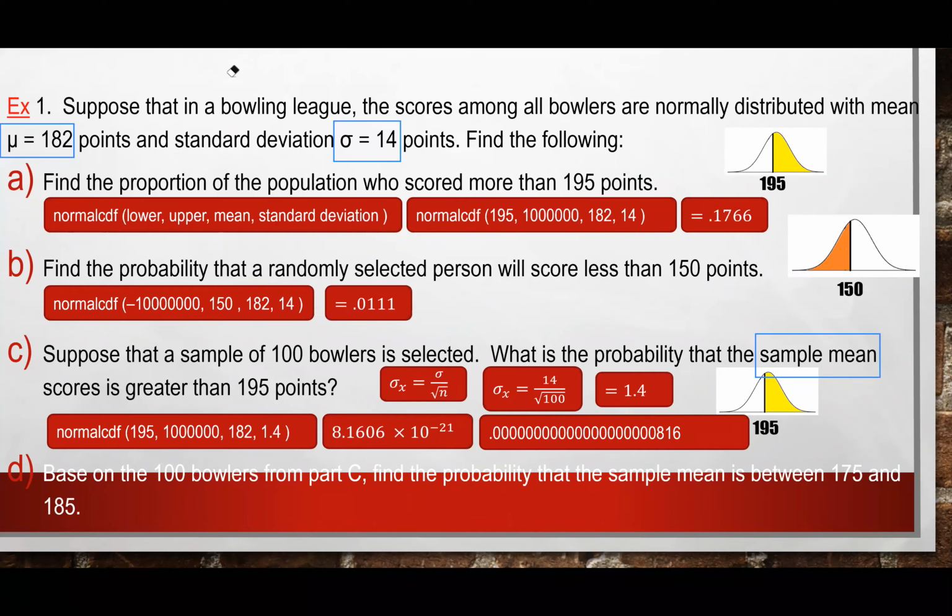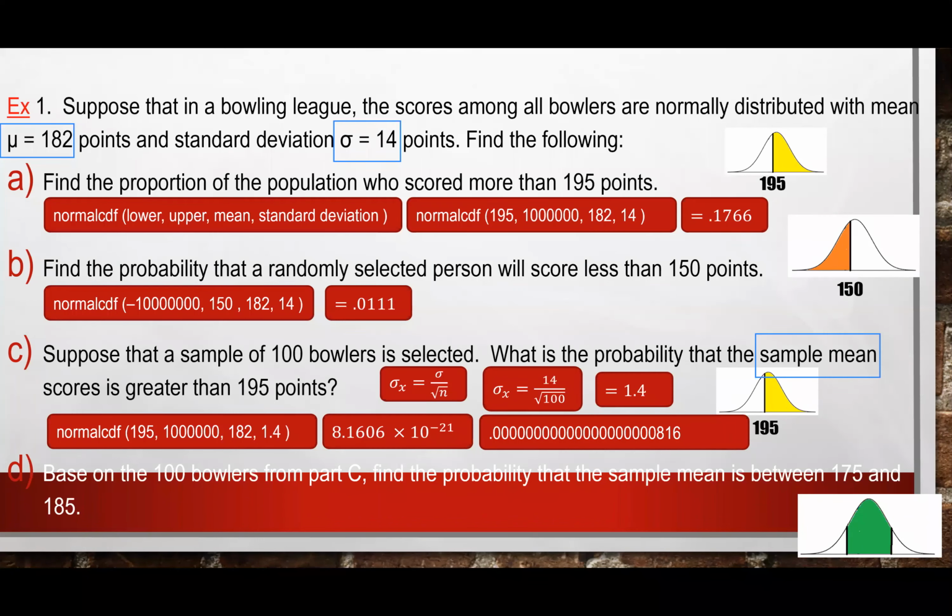Looking at this, we sketch our item. These are the 2 endpoints we're looking for, which is in between. There's no sugar coating, right? In between, we look at the area in between, where my lower endpoint will be 175 and my upper endpoint will be 185. My mean will be 182, and the standard deviation is 1.4.